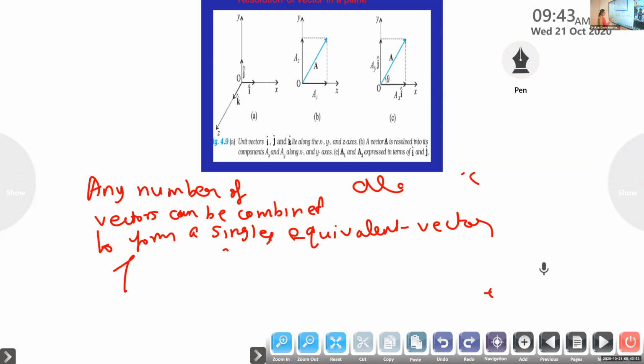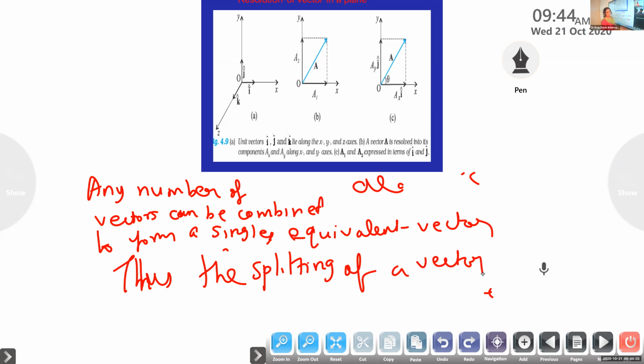Thus, the splitting of a vector into its components is called resolution of vectors.